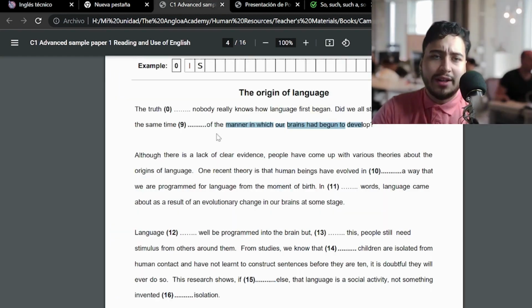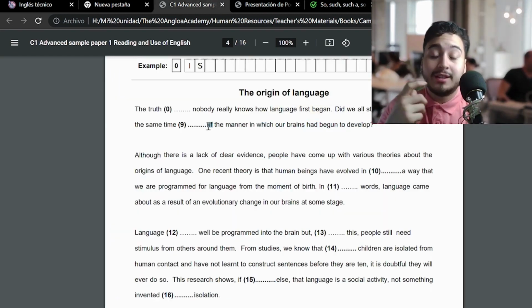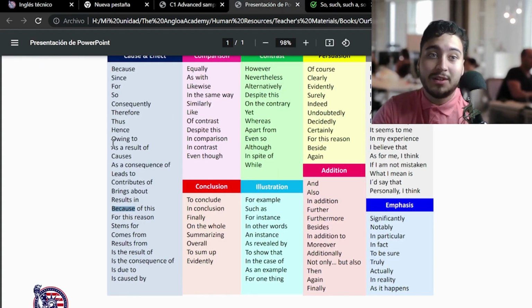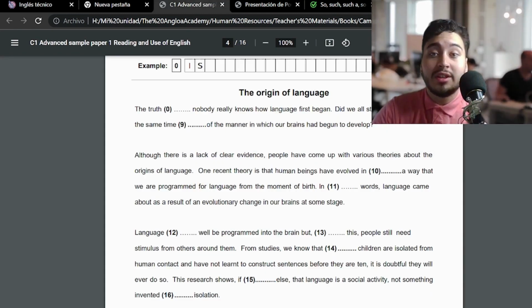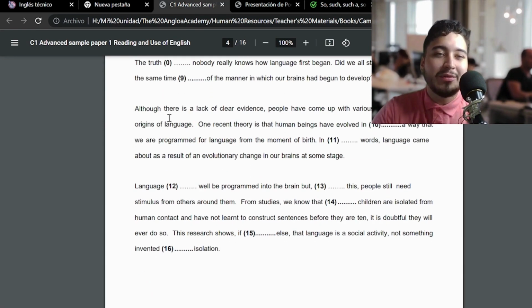In this case it's quite easy, because we have "enough," so we can discard most of the cause and effect connectors. And basically the answer here is "because." We all start talking around the same time because of the manner in which our brains have begun to develop. Okay, that's quite easy. Perfect.